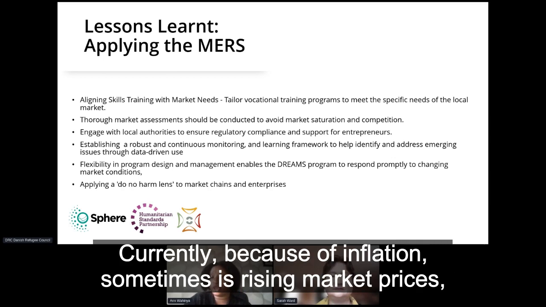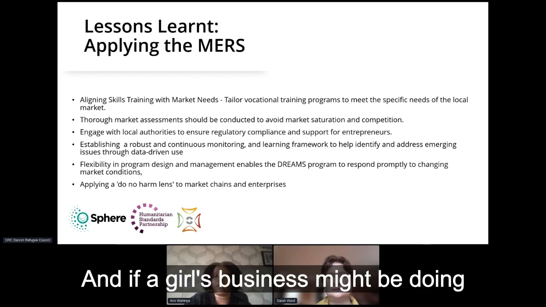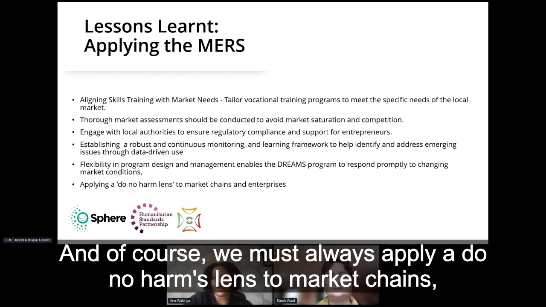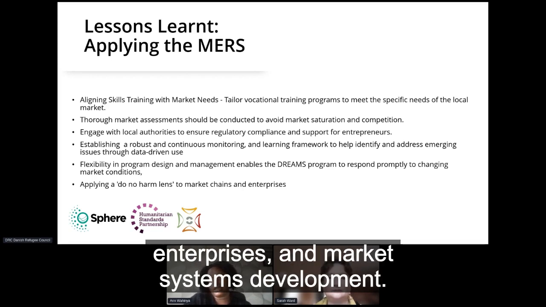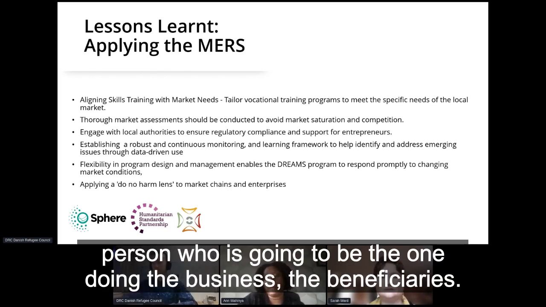Currently, because of inflation, rising market prices and all these things really affect the market. A girl's business might be doing well today, but tomorrow it is affected by changing market conditions. And of course, we must always apply a do no harm lens to market chains, enterprises, and market systems development. It is very critical that we look at the end person who is going to be doing the business, the beneficiaries.